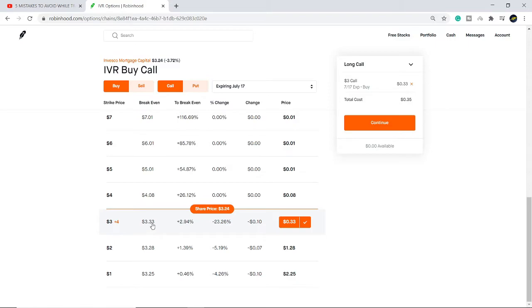If it goes to 34 cents, I make some profit. If it goes under that, well, I lose all my money. I do not break even. That's why you don't wait till expiration date. You don't want to lose your money. So as soon as you make profit on an option, I suggest you sell it.